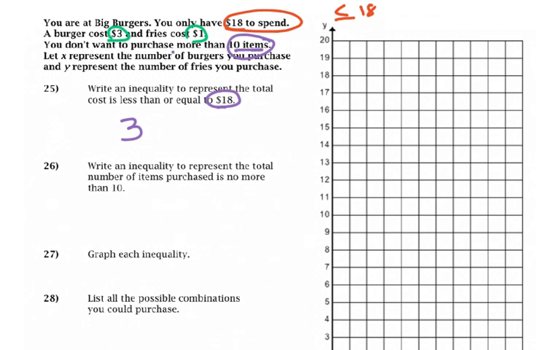So it's going to be 3x, since x is burgers, plus the cost of the fries has to be less than or equal to $18. That's my inequality to represent my money limitation.